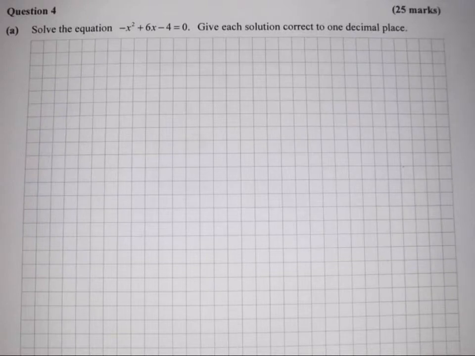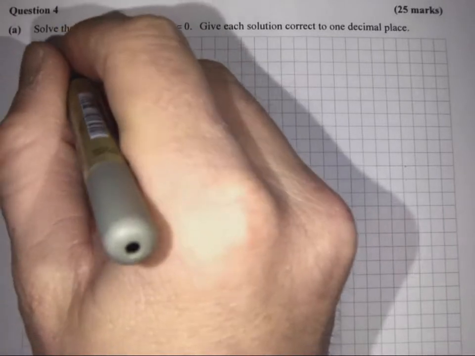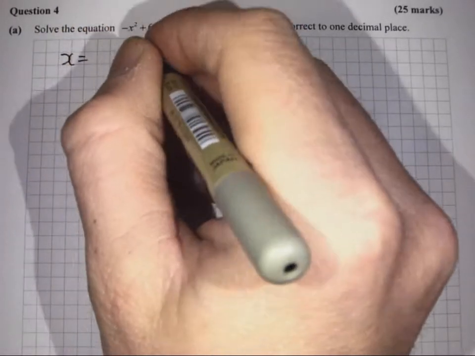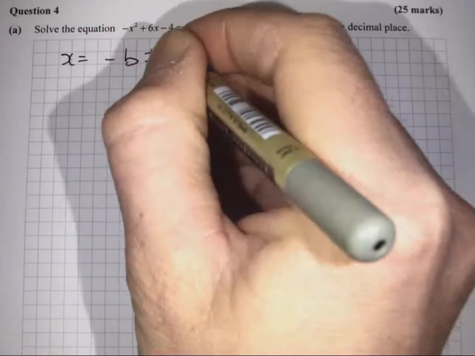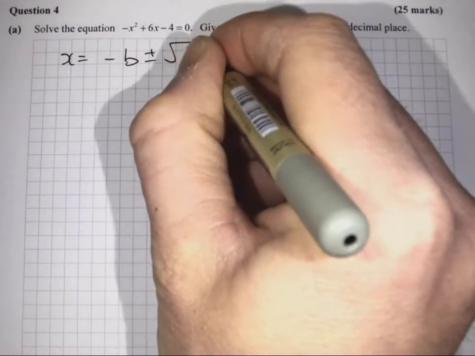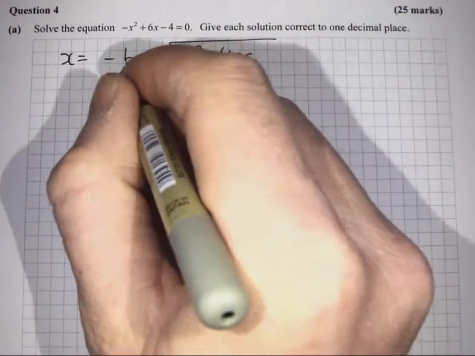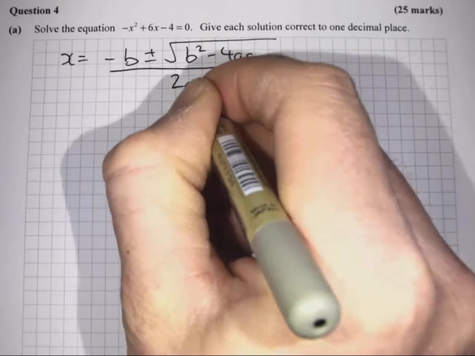This is 2015, paper 1, question 4, part A. Solve the equation there and give each solution correct to one decimal place. Well, when you see decimal place there, that suggests we should use the minus b formula, which is on page 20 of your tables. And it goes something like this: x equals minus b plus or minus the square root of b squared minus 4ac all over 2a.